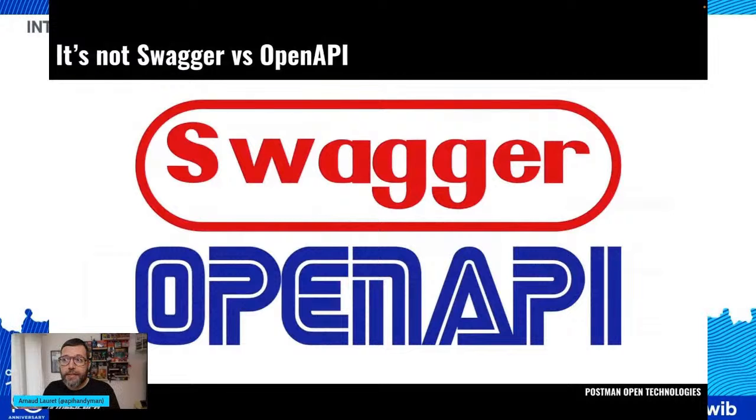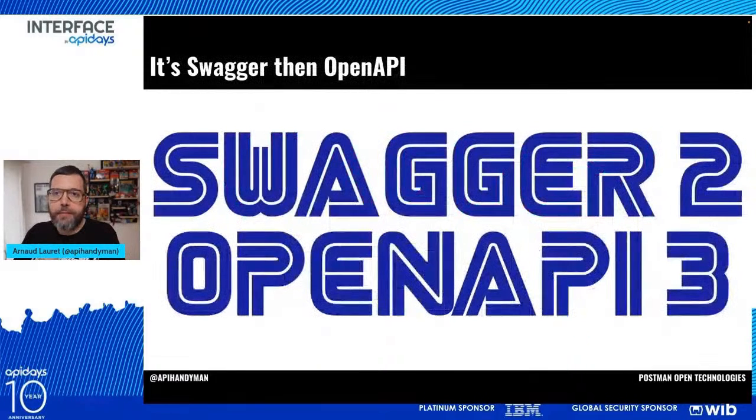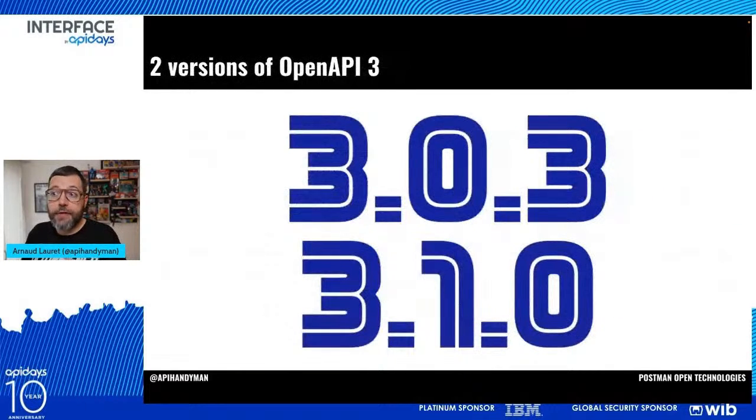So it's actually not Swagger versus OpenAPI. It's about Swagger then OpenAPI, because there was Swagger 2 and now there is OpenAPI 3. So OpenAPI is just the new version of Swagger. Nowadays, there are two versions of OpenAPI 3 available: 3.0, which was released in July 2017, and 3.1, which was released in February last year. Tools usually support version 2 and version 3.0, and they are starting to support version 3.1.